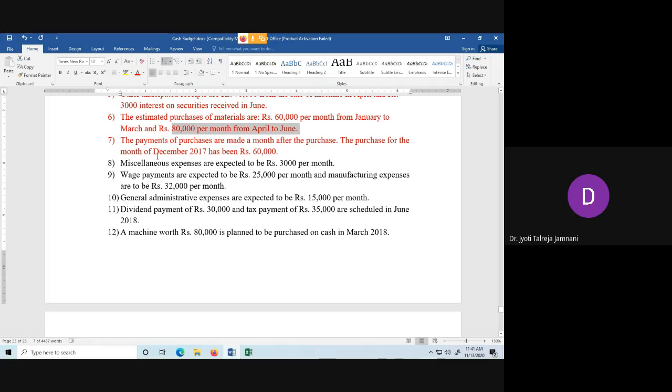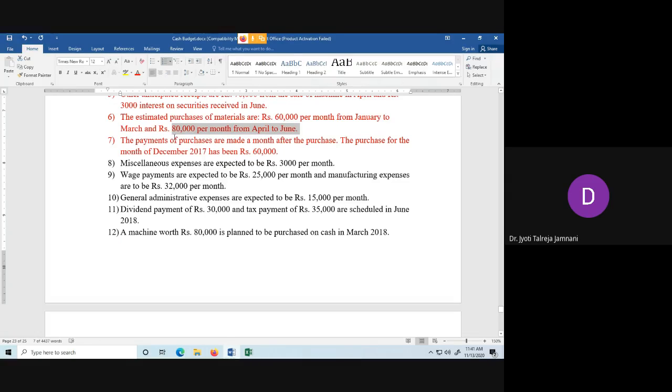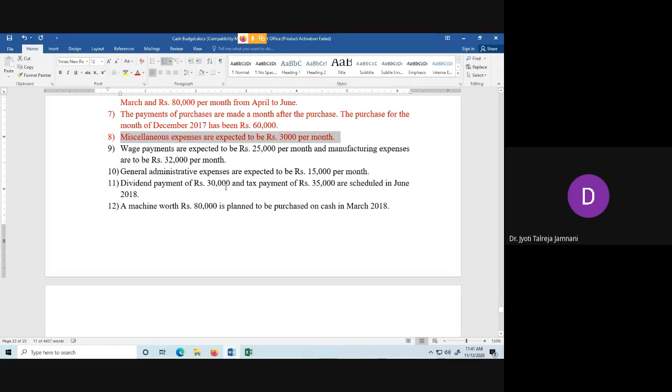Miscellaneous expenses are expected to be rupees 3,000 per month. So that is also a payment because it's an expense. So miscellaneous expense every month 3,000 you take it. There is no time lag in payment. They have not mentioned anything. So when we incur it, at the same time we are going to pay it. So we are done with this point. Whatever I'm done, I'm highlighting it with red.